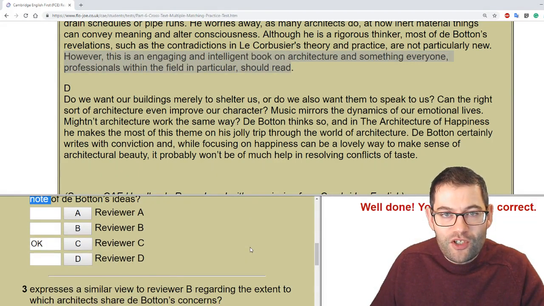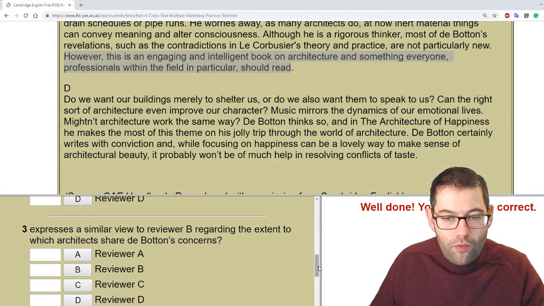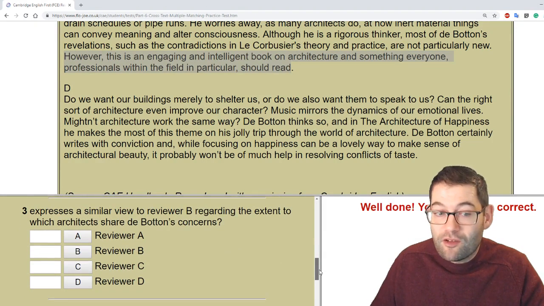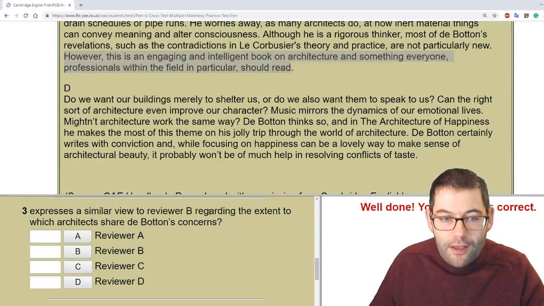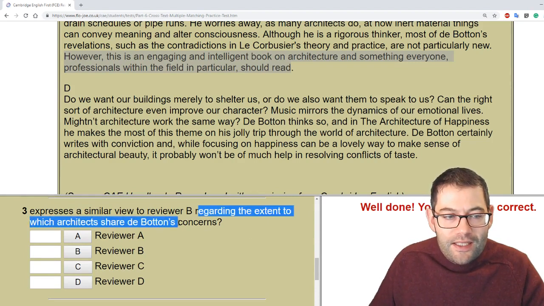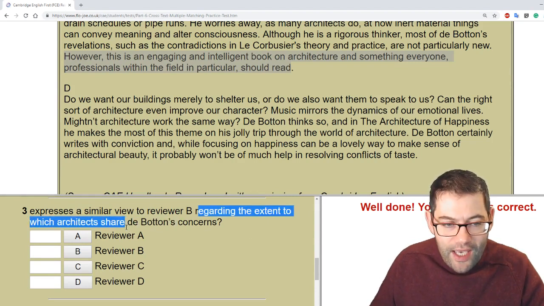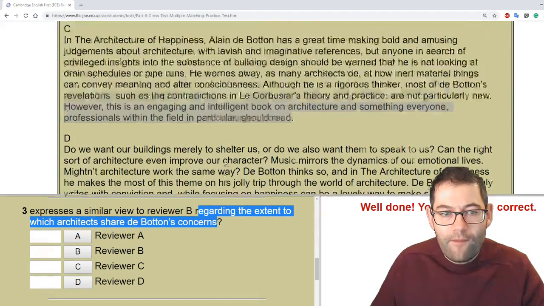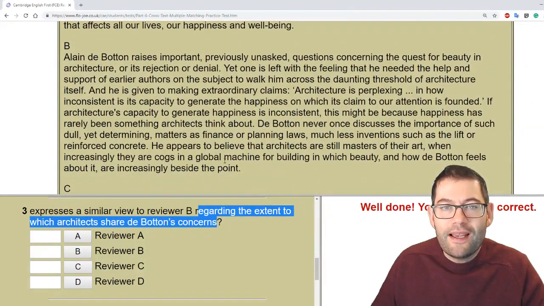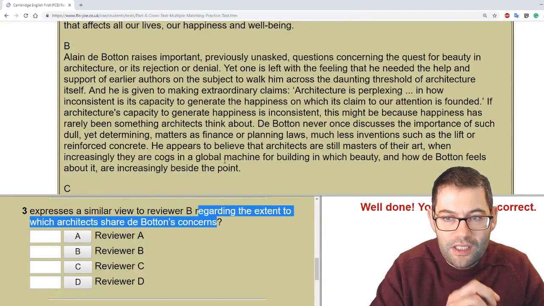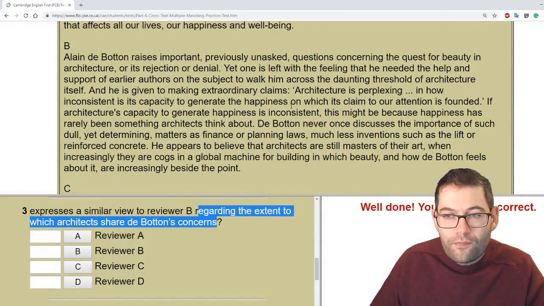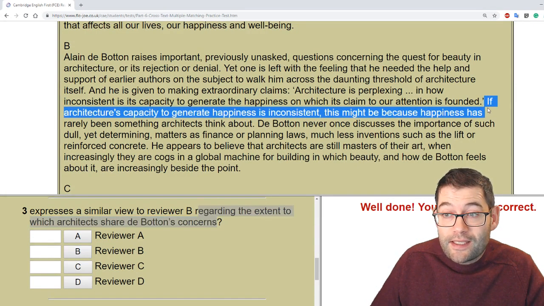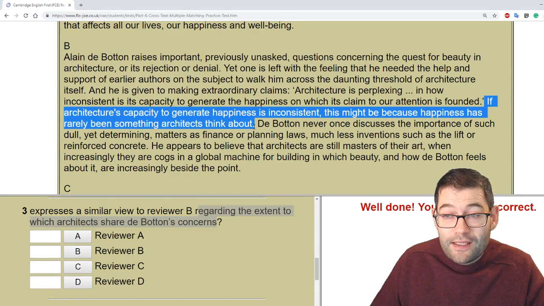Okay, let's move on to question number 3. Which reviewer expresses a similar view to reviewer B regarding the extent to which architects share de Botton's concerns? So what we've got to do here is go to B and find out what de Botton's concerns are. Now we can find de Botton's concern in the middle of the text, and we can highlight it here.